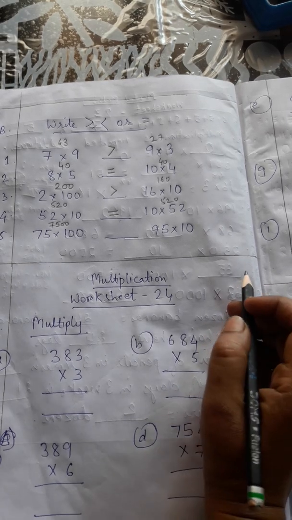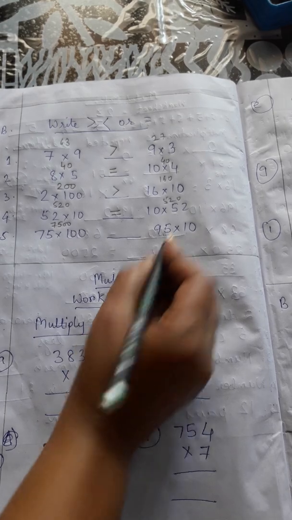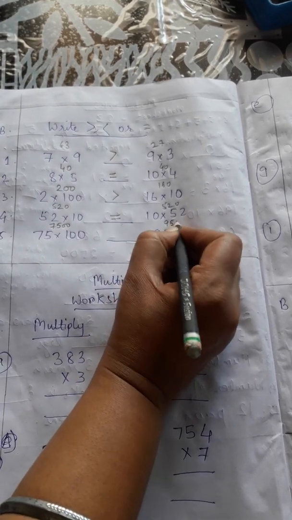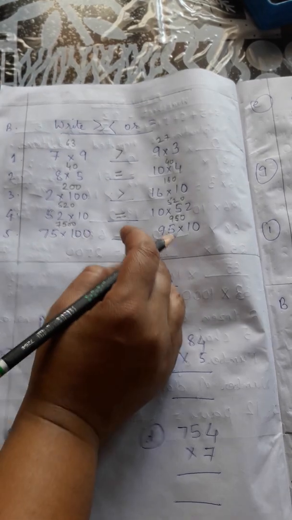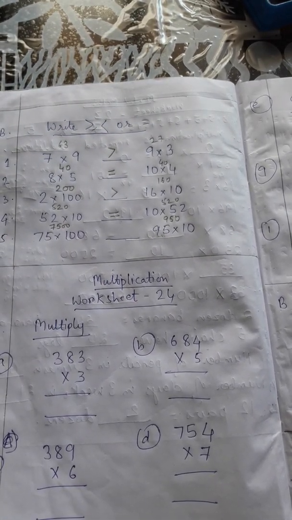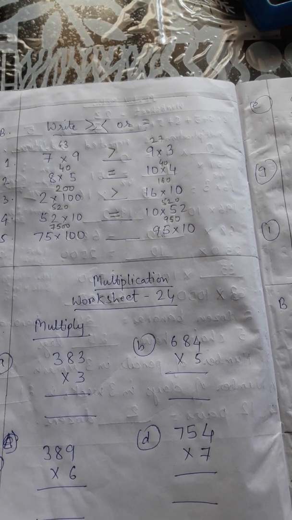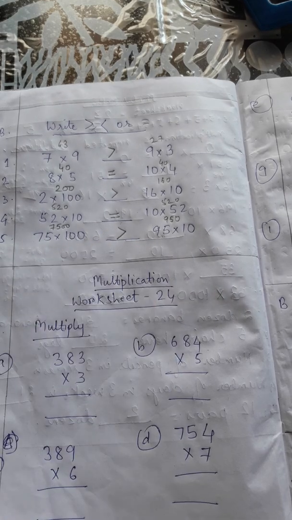7 into 100 will be how much? 7,500. Next is 95 into 10 will be how much? 950. So put 95 and add a 0 at the end. So which one is greater? 9,000. Which one is greater? Now 7,500 is greater. Put a sign, arrow sign like this.